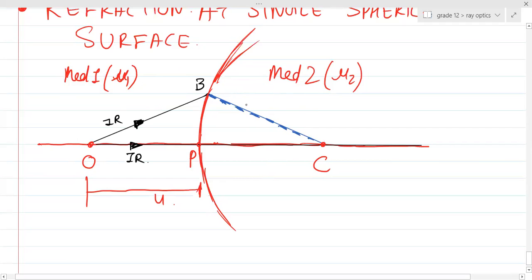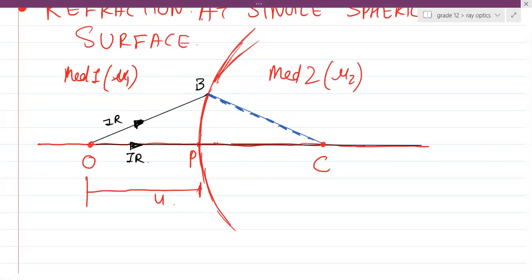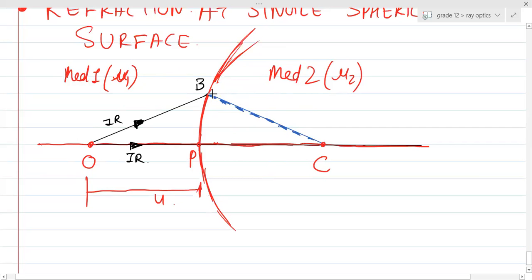For derivation purposes, I am assuming that the image forms somewhere over here. This is one of the refracted rays. This is also one of the refracted rays. Can you see the refracted rays are actually meeting? So hence the image is real. Real object, real image, right? I'm taking this as my example. From here, I'll proceed. Is it fine?